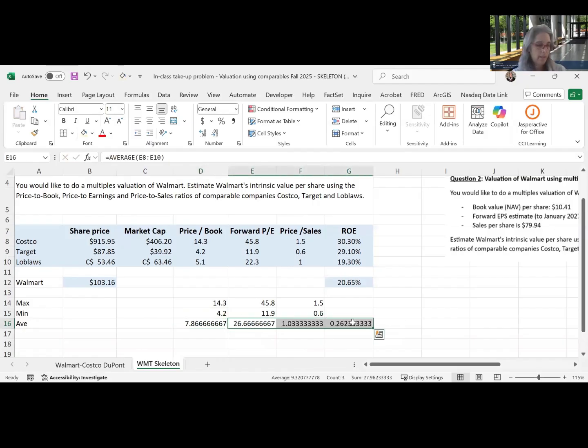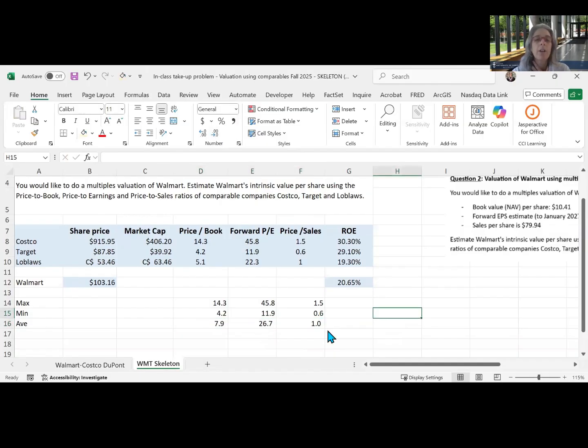So we don't need this. Let's just make this fewer decimal places. Okay. So companies in the space that Walmart trades in, looking at our sample, trade between 4 to 14 times book value, on average around 8 times book value. On a PE multiple, they trade between 12 and 45 times earnings, on average around 27 times earnings.